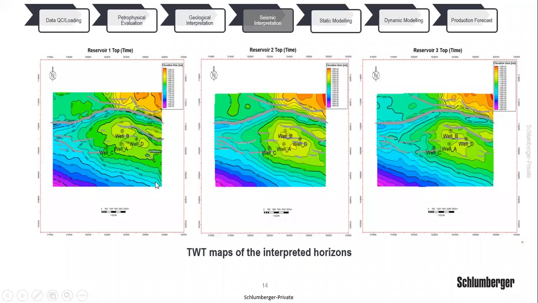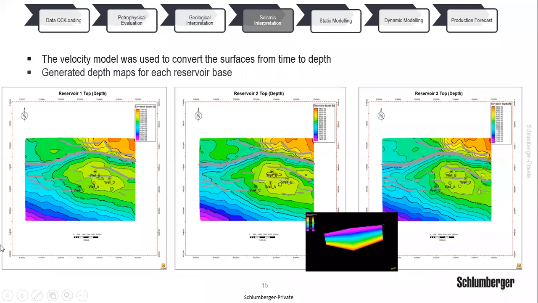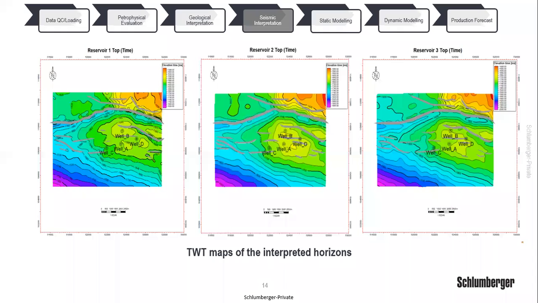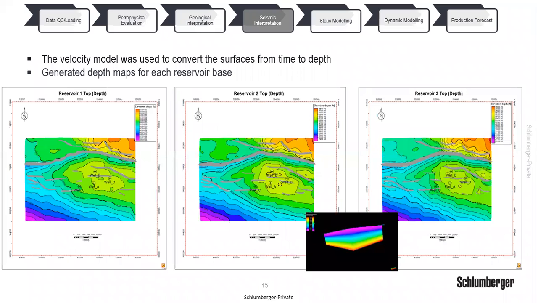Because what we are dealing with is time, we needed to convert to depth. So these will be the top maps of the three reservoirs in time, and eventually it was converted to depth, and that depth map will be this, just to quality check to make sure that what it is is what it should be. You see the consistency when you compare the time map and the depth map. So eventually, the velocity model was used to convert the surfaces from time to depth, and then generated depth maps for each of the reservoir bases. So basically, that's what it is.